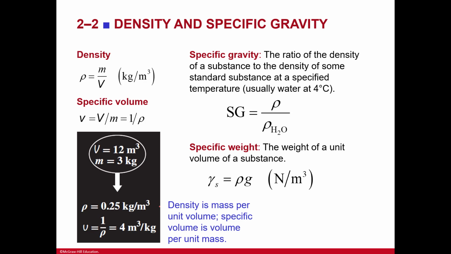Specific gravity is the ratio of the density of a substance to the density of some standard substance at a specified temperature, usually water at 4 degrees Celsius. We use water a lot because it's so relatively available. When you're looking at using a working fluid, you want to use something that we have a lot of, that's cheap, that's relatively accessible.